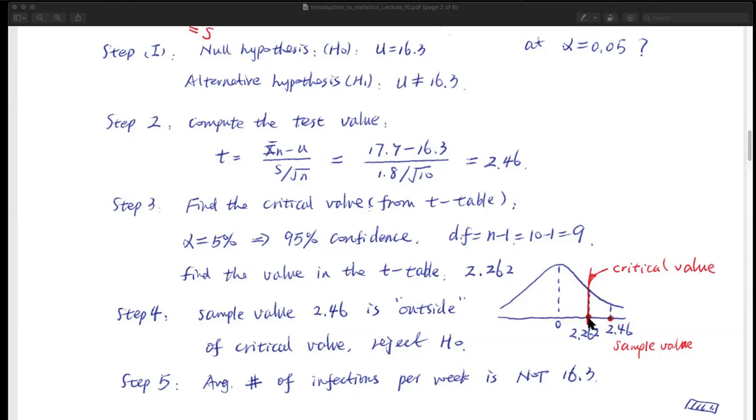2.262 goes here. And then step number 4 is to make a decision. Everybody, this one is relatively easier to understand. The critical value is 2.262, which we found here. What's the data? The calculation tells you. It's coming from step number 2.